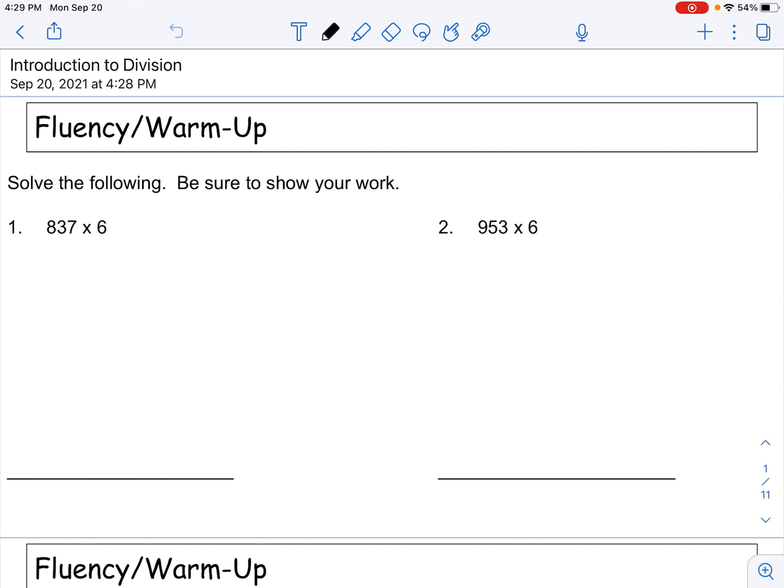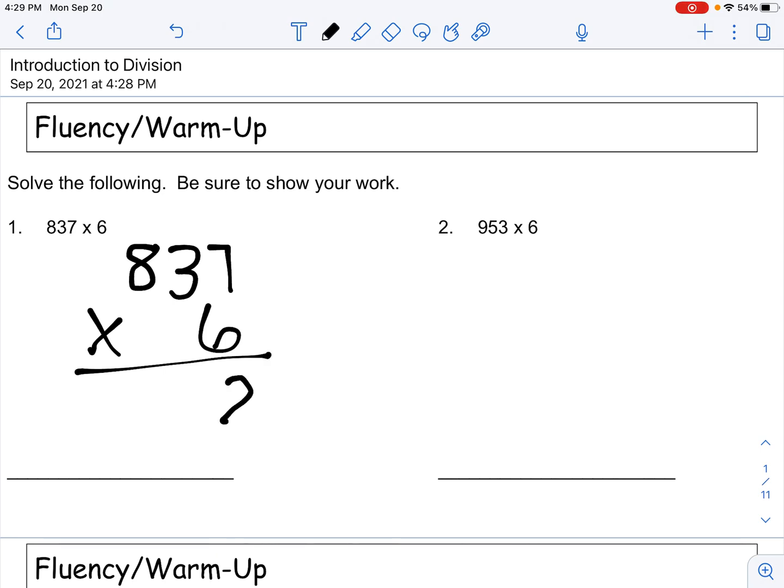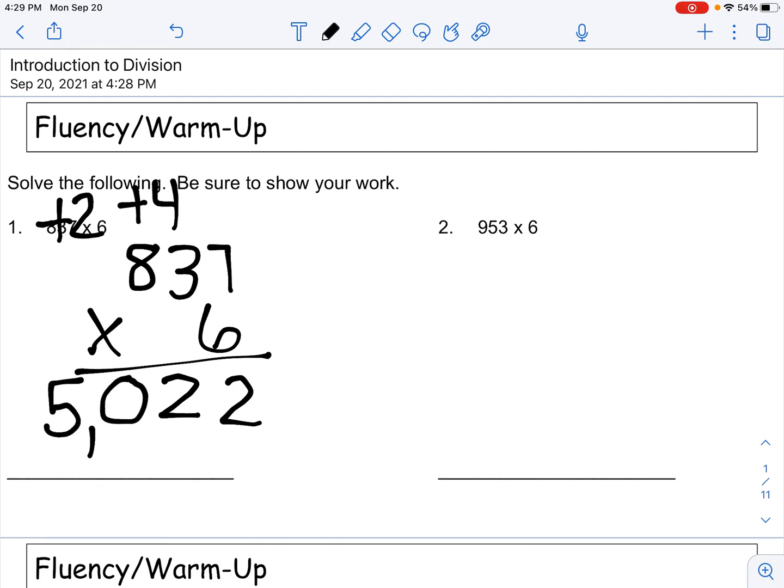Fluency and warm-up, we're going to do some multiplication. So I'm going to start with 837 times 6. 6 times 7 is 42. Carry the 4. 6 times 3 is 18. Plus 2 is 22. Carry my 2. And 6 times 8 is 48. Plus 2 is 50. Again, if I'm going too fast for you, hit the pause button, or you can always rewind the video.